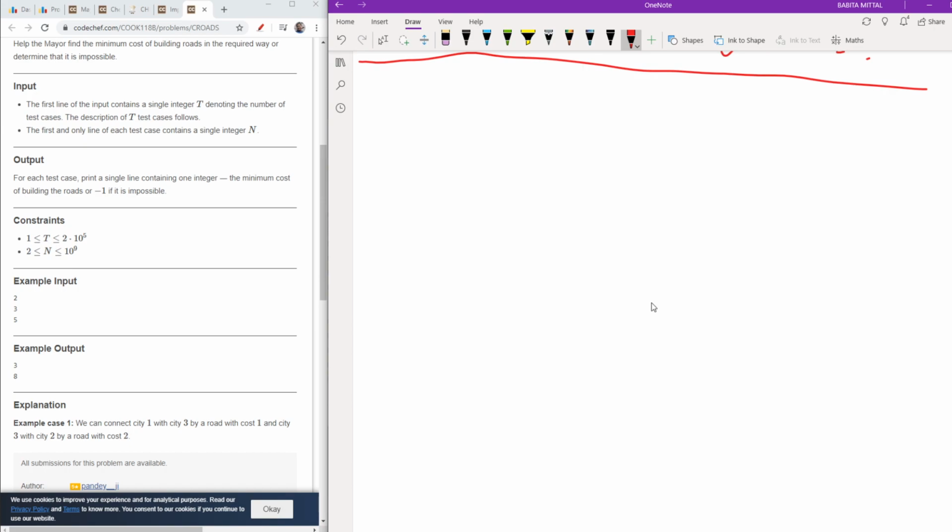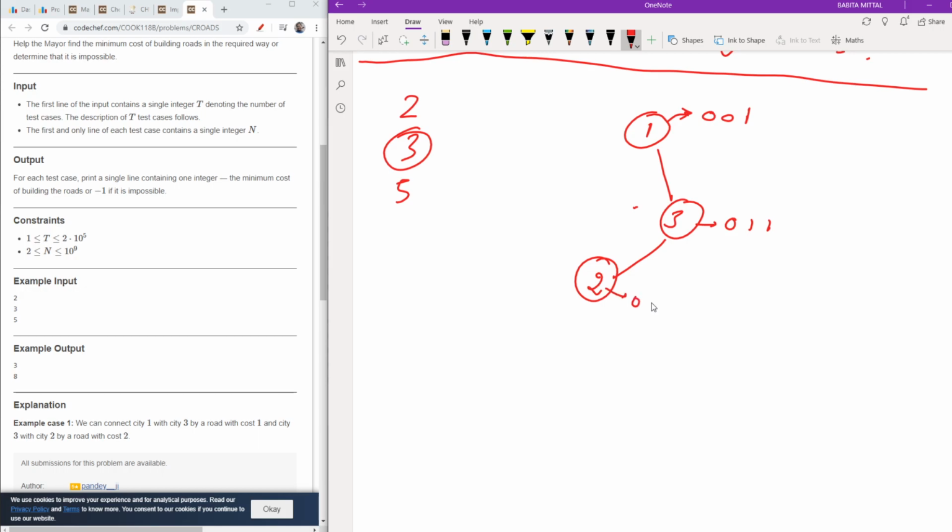First I will take the example with 2 test cases, where the first is 3 and then 5. So I will have 3 nodes, and I have to arrange these nodes into a road structure so that I get the minimum cost. First I had 1, then I need to attach it with some node. Let's say it attaches to 3, and node 3 attaches to 2. The representation of these is 0 0 1, 0 1 1, and 0 1 0.